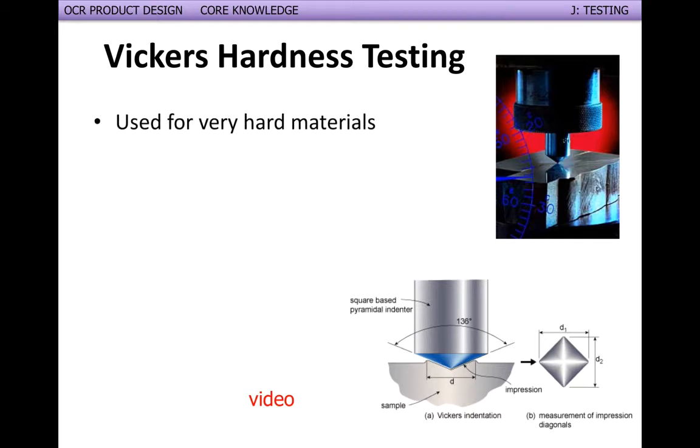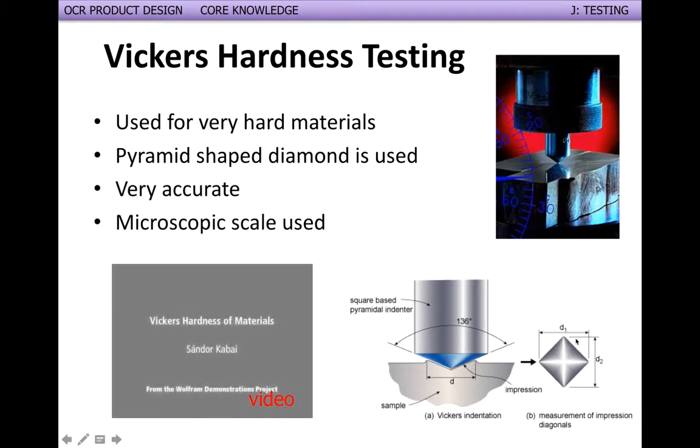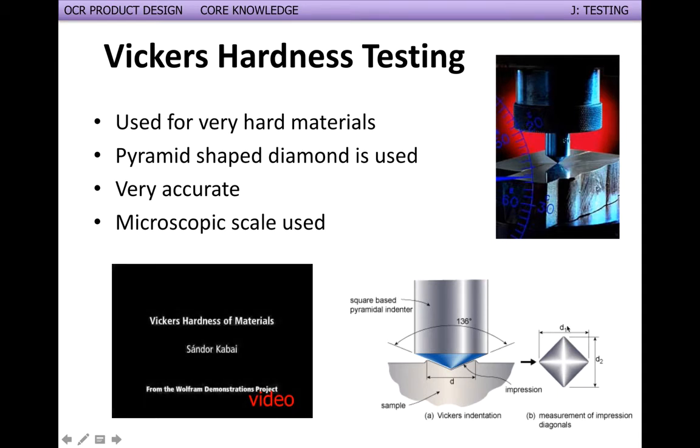A Vickers hardness test, okay, is used for very hard materials, and a pyramid-shaped, diamond-tipped device is used to push into it. And again, it pushes in, it leaves a particular shape. However, the only way you can check this is with a microscope. The hole that it leaves is so tiny, you can only check it under a microscope.